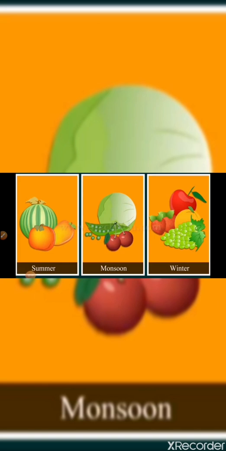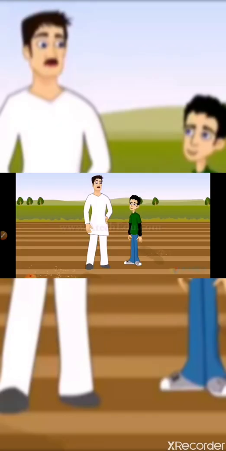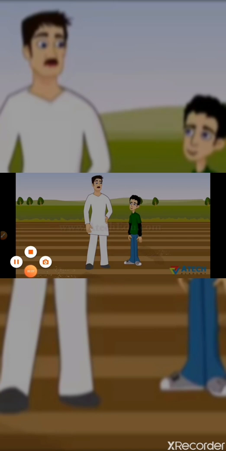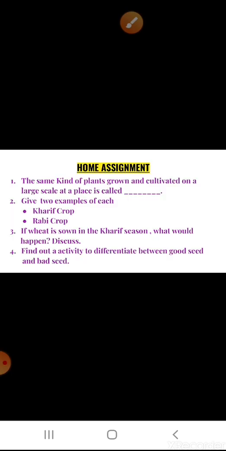First, the same kind of plants grown and cultivated on a large scale at a place is called dash. Second, give two examples of each kharif crop, rabi crop. Third, if wheat is sown in the kharif season, what would happen? Discuss. Fourth, find out the activity to differentiate between good seed and bad seed.